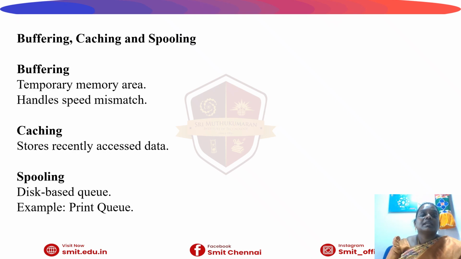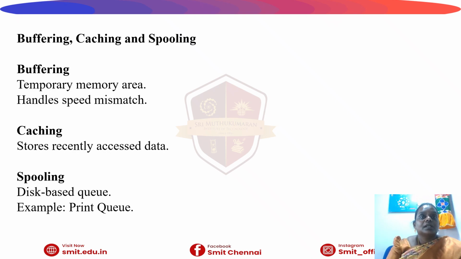And coming to buffering, caching, and spooling. Buffering is temporary storage of data in memory before it is transferred. The main purpose of buffering is to handle speed differences between devices and improve performance. There are types of buffering: single buffering, double buffering, and circular buffering. In single buffering, one buffer is used; in double buffering, two buffers alternate between read and write operations; and in circular buffering, multiple buffers are arranged in a circle. The advantages are increased efficiency and reduced waiting time.